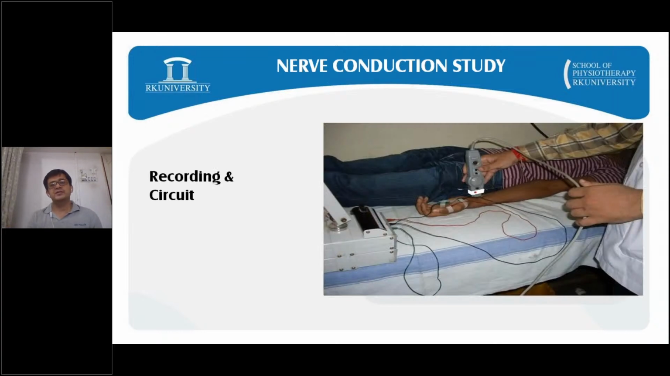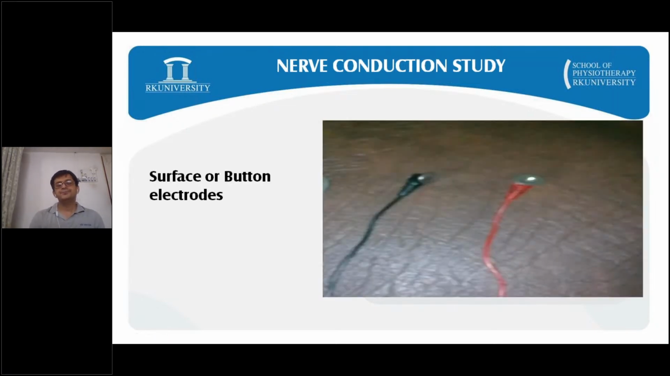Now, this is the recording circuit. You can see the patient is in a comfortable position, and whatever is in my hand is the stimulating electrode. The one you can see with this green color is known as the ground electrode, and these two are recording electrodes. One is of black color, that is cathode by polarity, and red color is anode by polarity. Let us have a close-up view.